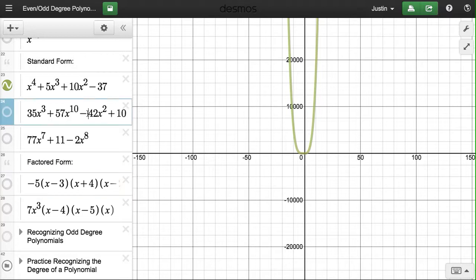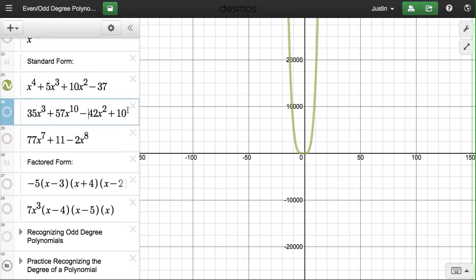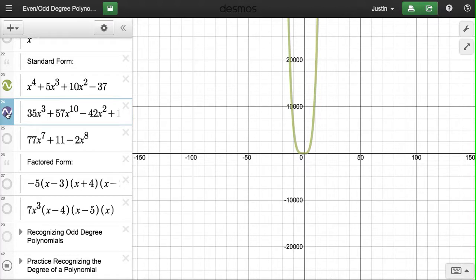Now let's look at this next one. How do I know whether this is even or odd? I look at each of these powers again. So I'm looking here, I have a 3, a 10, a 2, and no power. Which is the highest? Exactly, it's the 10. So this is an even degree polynomial also, because 10 is even. This 10, not that 10, this 10. So I click plot, and there it is. It also has that same basic shape.